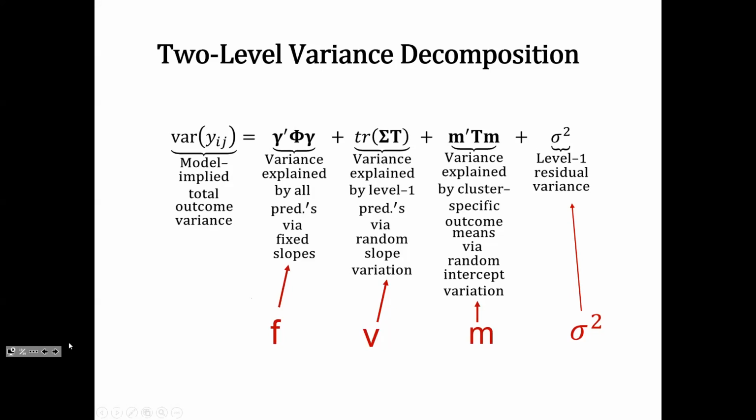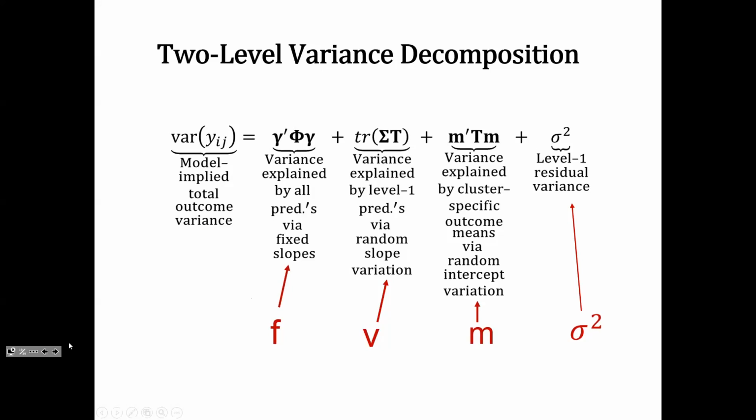And what they say is, well, they don't just say this. Snijders and Bosker, lots of people have said this before, but you can break the total variance into these pieces. There's the variance that's explained by all of the predictors via the fixed slopes. So these are your gammas. How much of the variance is being explained by your gammas? Just think of this as that. How much of the variance is being explained by the fixed effects?